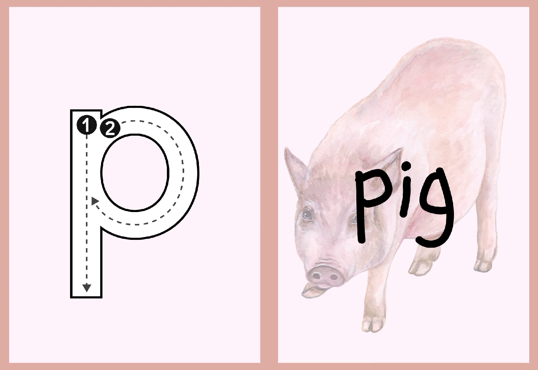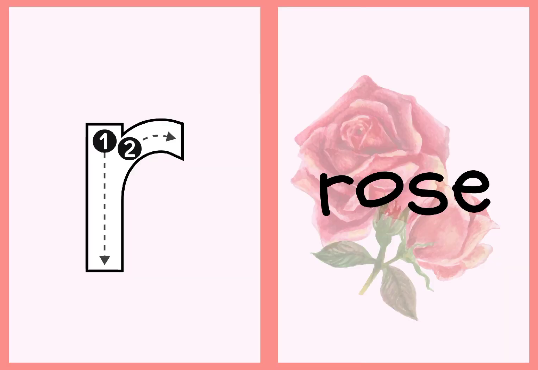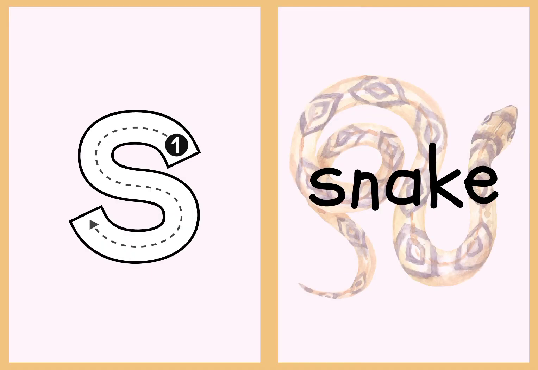P for pig. Pig starts with P. Q for quail. Quail starts with Q. R for rose. Rose starts with R.